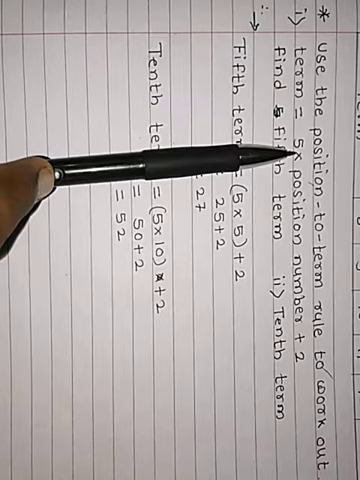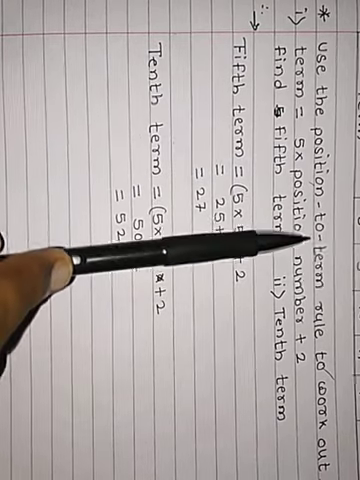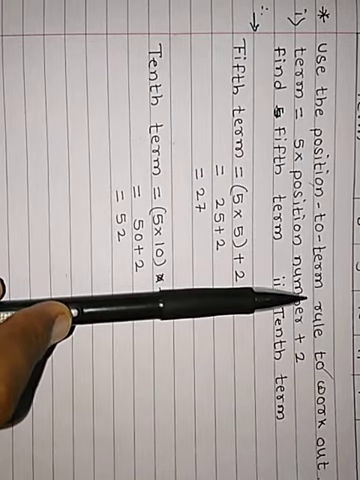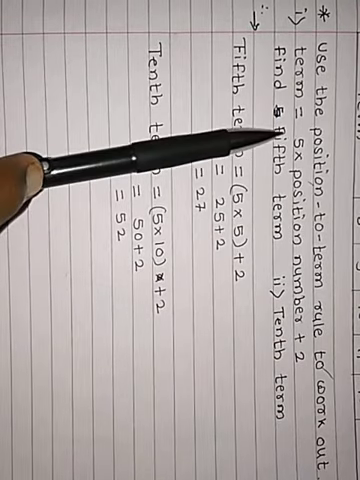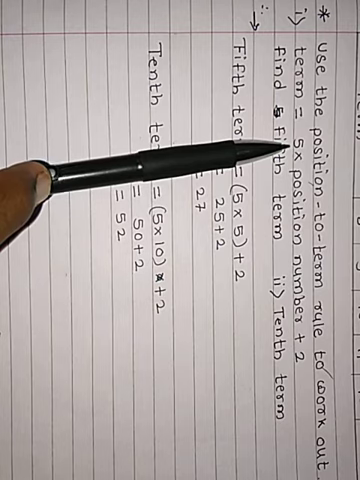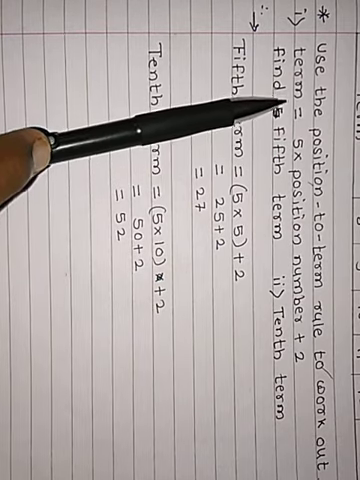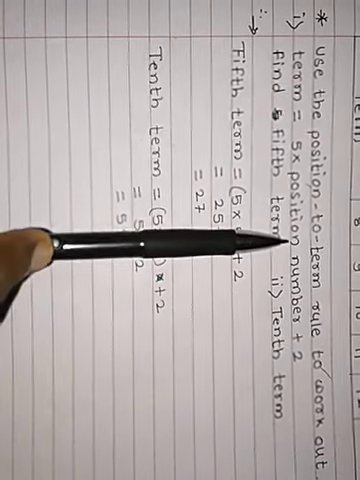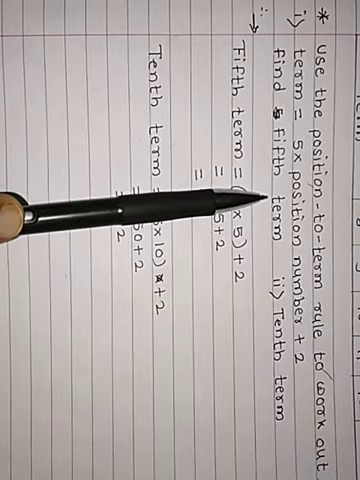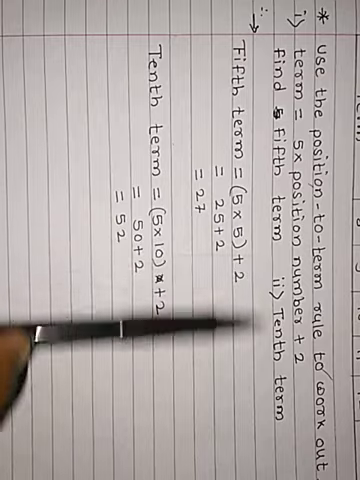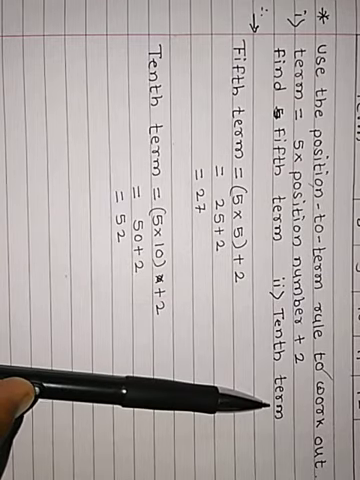Okay. Next question. Use the position to term rule to work out the given values. Here term equals 5 into position number plus 2, and from that we have to find the 5th term of the sequence and the 10th term of the sequence.